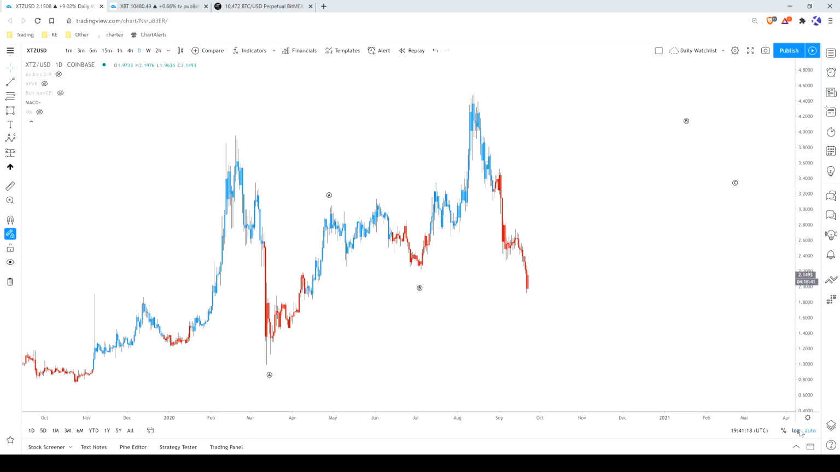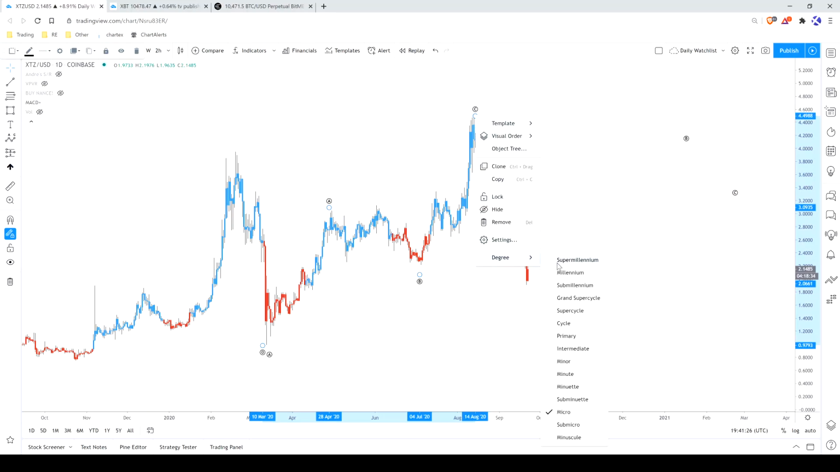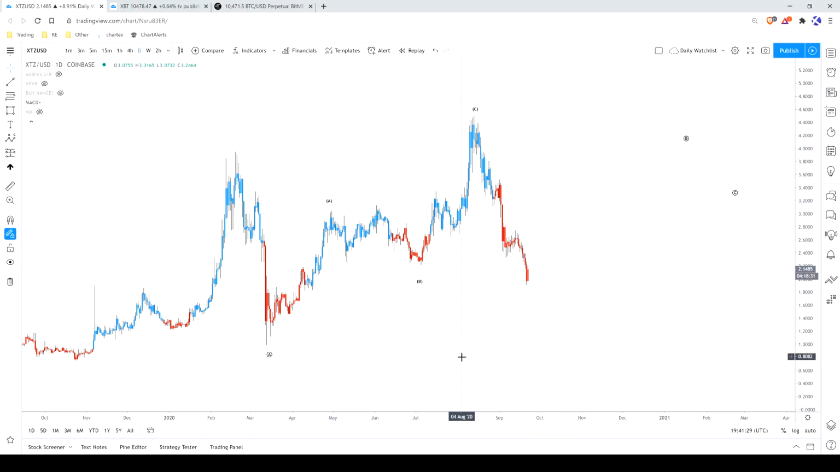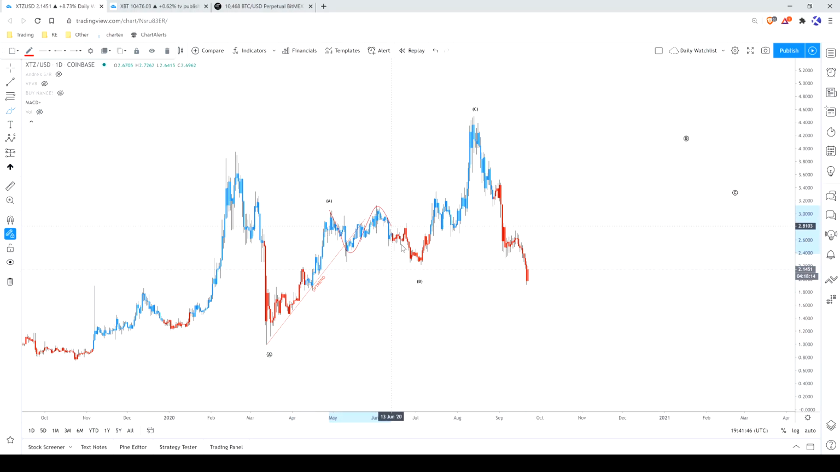Let me turn the log off here. Why do I say it's so clear that we had two moves here? We broke the uptrend line. And behind that uptrend, we were making a three-wave correction. So that is an A, B, C, A, B, or 1, 2, however you want to count it.